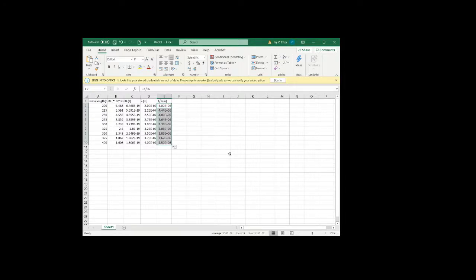Now I should be able to make a plot of kinetic energy versus wavelength, or inverse wavelength. Kinetic energy on the y-axis, inverse wavelength on the x-axis. And there's a couple different ways we can do this in Excel, and I kind of do it the lazy way.